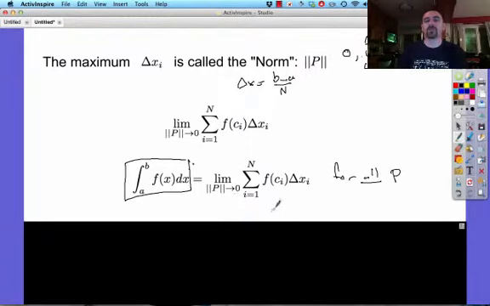Are you responsible for knowing this? No, you're not responsible for knowing this notation. You are responsible for understanding that an integral is what happens when I take a Riemann sum and I make the intervals get smaller. That's all that you really need to know. You need to be able to compute left endpoint Riemann sums, right endpoint Riemann sums, midpoint Riemann sums, and then you must also know that if we were to let those intervals get smaller and smaller and smaller, infinitely small, that we would end up with what we call the definite integral.